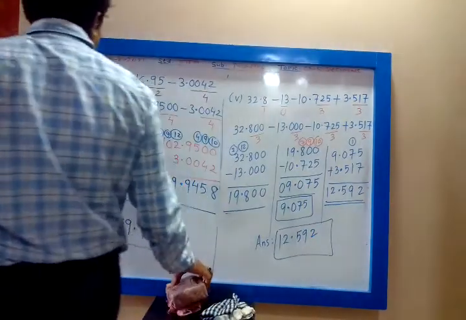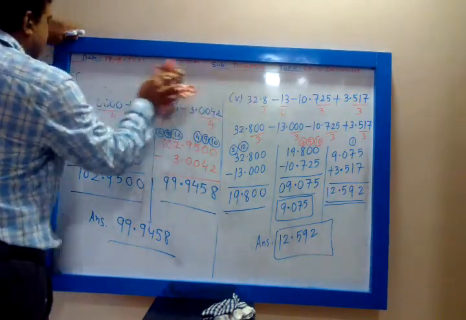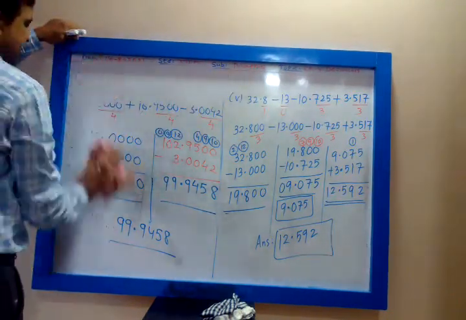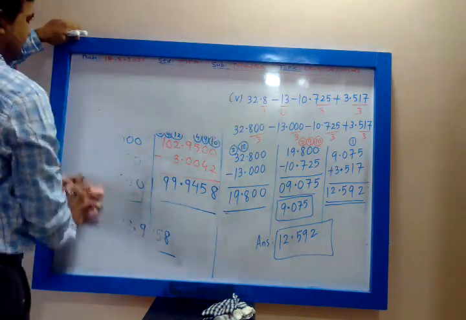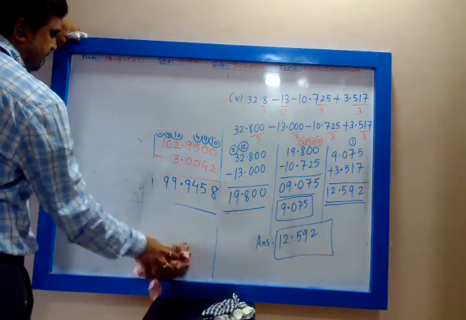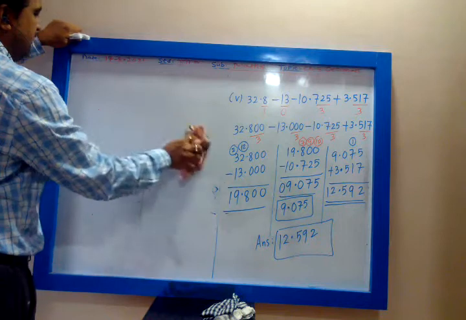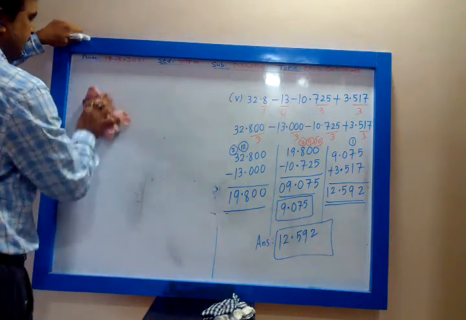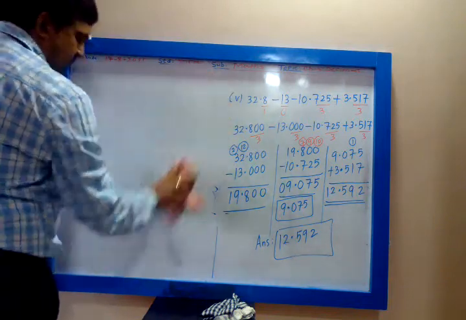So whenever 4 numbers are there, you have to do the calculation 3 times. Whenever 3 numbers are there, you do the calculation 2 times. Whenever 2 numbers are there, you do the calculation 1 time. That is the logic. 2 numbers, calculation once; 3 numbers, twice; 4 numbers, thrice. That's all.